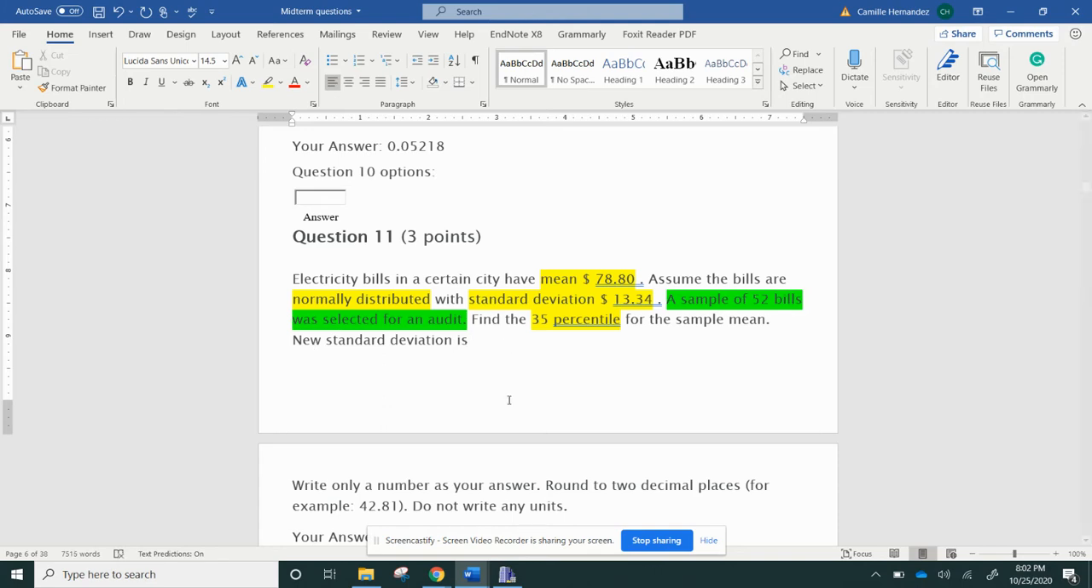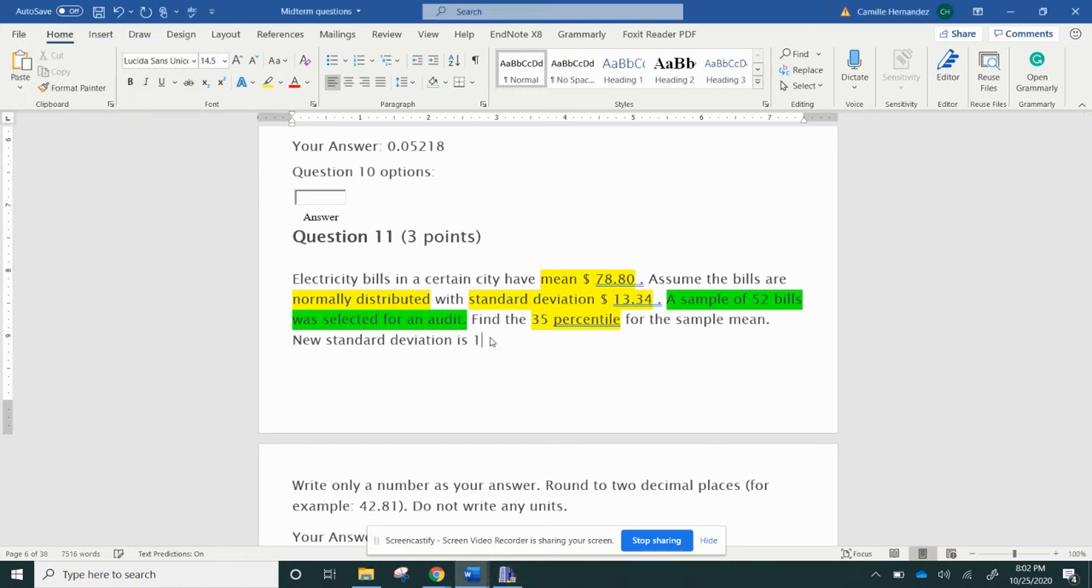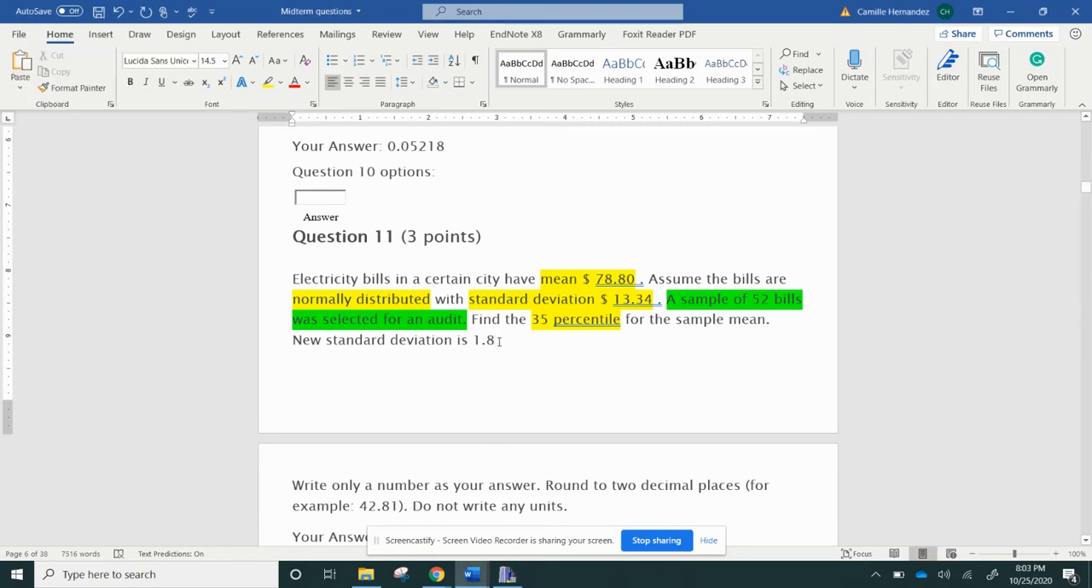All right, ready? So I'm going to bring up my calculator. So I've got 13.34 divided by square root of 52. Close it, gives me 1.8499. All right, so I'm going to use that. Ooh, that's a nasty one. 1.8499. I think I'm going to round it. Let me do that. 1.85.